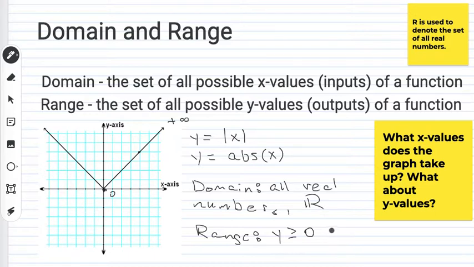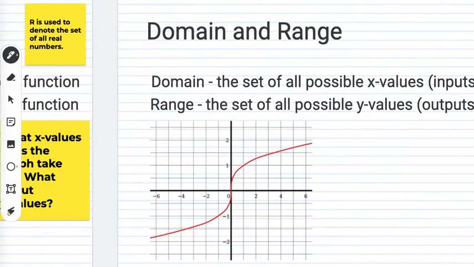We can write that as a set with a closed bracket at 0 and an open parenthesis for positive infinity, because the range is going to start at 0 and go all the way to positive infinity. So that's the absolute value function, and its domain and range.